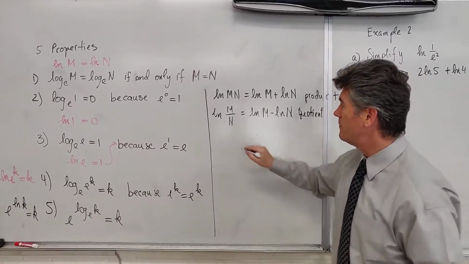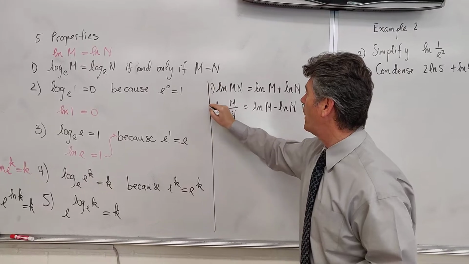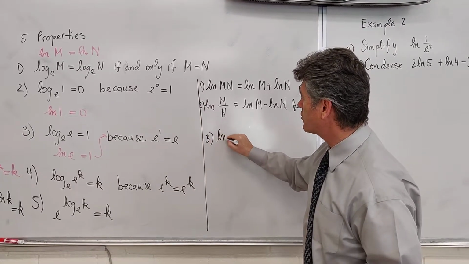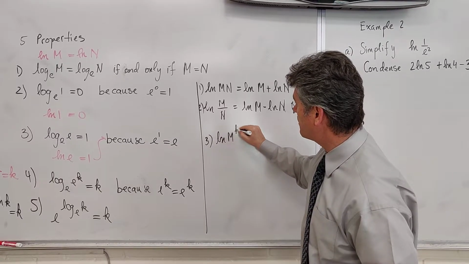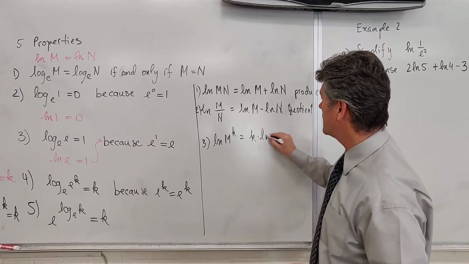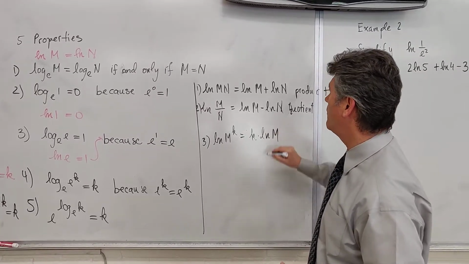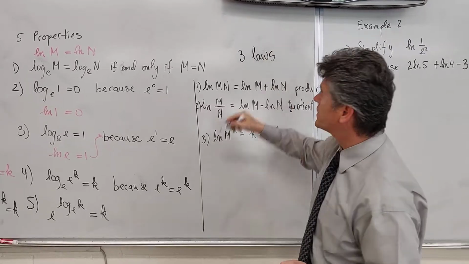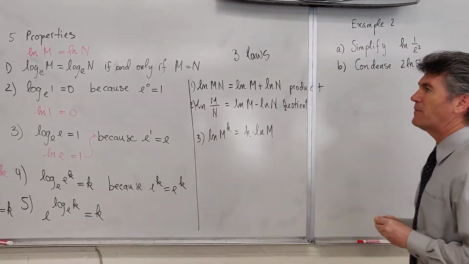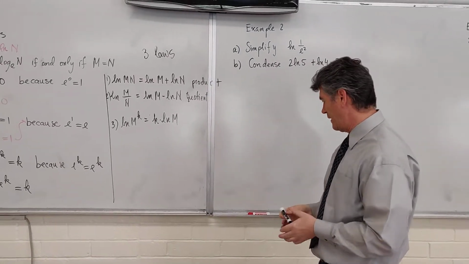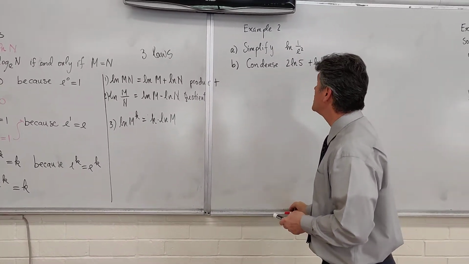And finally, so law number 1, law number 2, law number 3. Natural log of n raised to the power of k is equal to k times the natural log of n. So there are your 3 laws and the 5 properties. We're going to quickly do an example where we use our laws and properties.